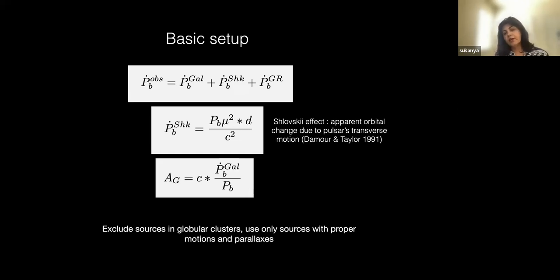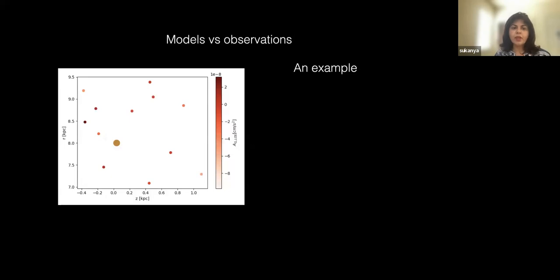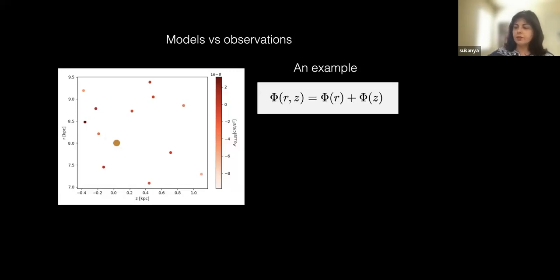We've excluded sources that are in globular clusters, because in those cases the globular cluster potential dominates, and we are restricting ourselves to pulsars that have both proper motion and parallax measurements from pulsar timing. So this shows the distribution for the pulsars as a function of galactocentric radius and vertical height. And you can see that the measurements are at the moment fairly local. And I'll go through a simple example with you. This is just meant to be illustrative. It's not meant to be comprehensive.